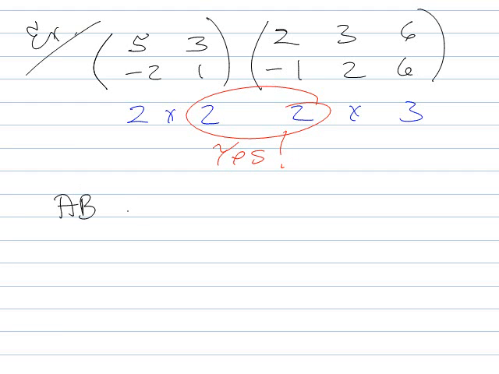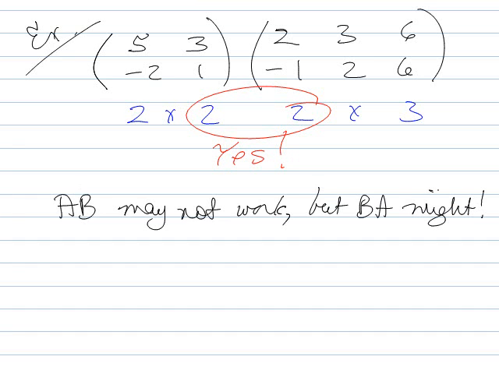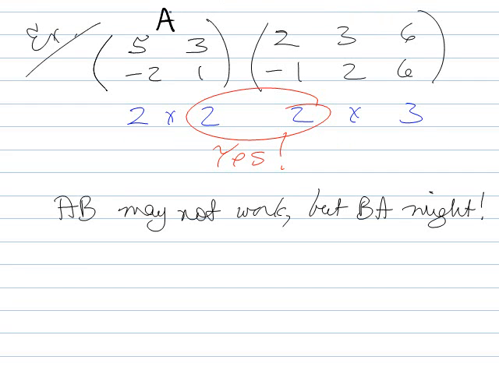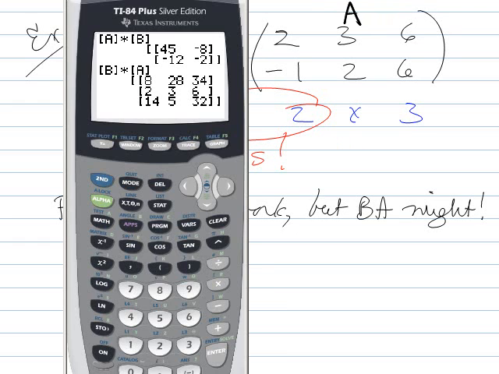But just because, this is kind of neat. A times B may not work, but B times A might. So A times B might be non-existent, or you might have an answer for B times A, and this is why matrices are super crazy. Alright, so let's put this in as A, and we'll put this in as B. Now I just got that backwards, I guess we'll put it in as B and A, just to be consistent with what I've been talking about in the lecture.